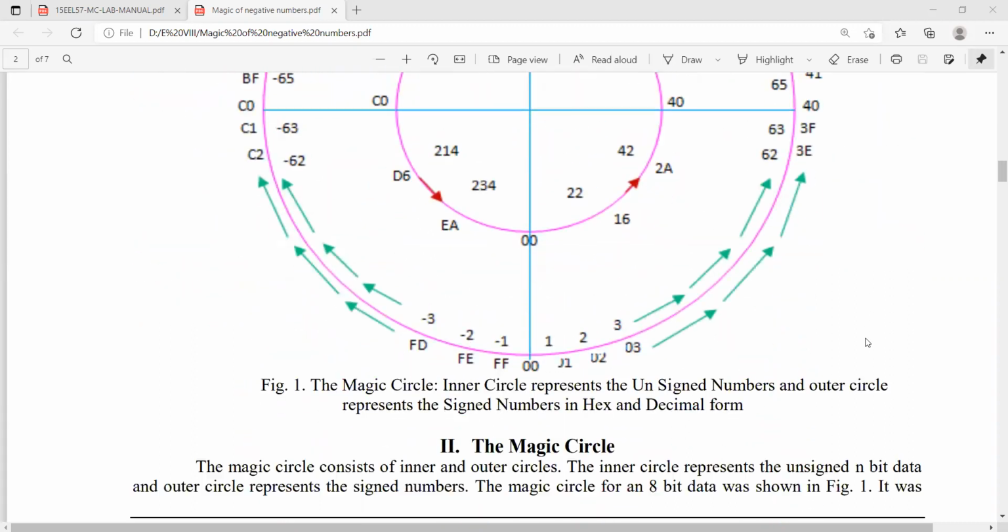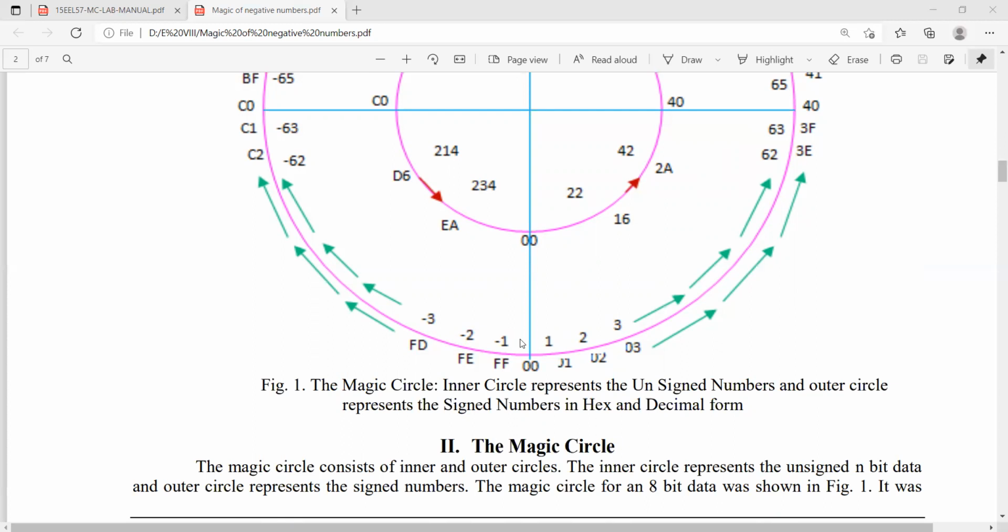So take minus 1. Take 0, 1, and complement it. Let us assume it is 0, 0, 0, 0, 0, 0, 0, 0, 0, 1. Complement it, that will become 1, 1, 1, 1, 1, 1, 1, 0. Add 1, and that will become FF.